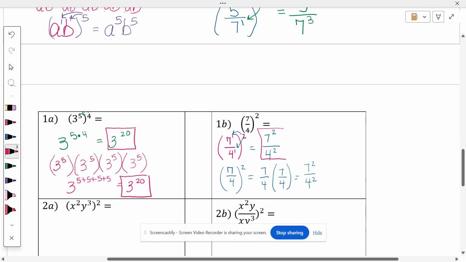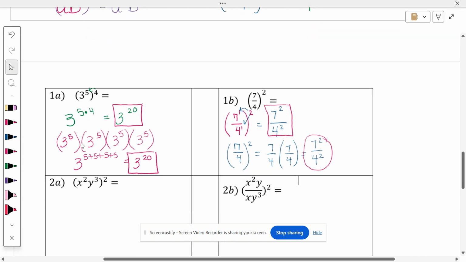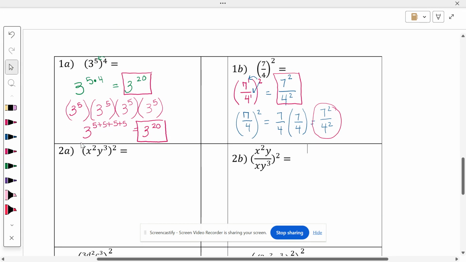This is the power of a quotient. This is just expanding it using the product rule. Either way, you get the same answer. I want you to use whatever method works best for your brain. I am going to focus on the power rule.